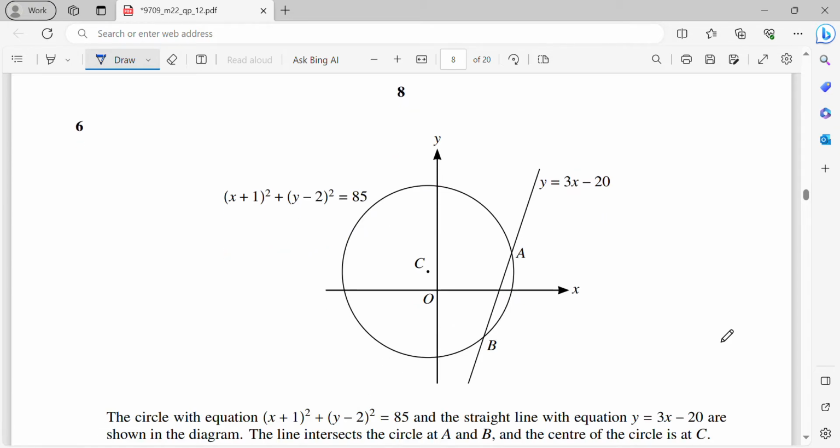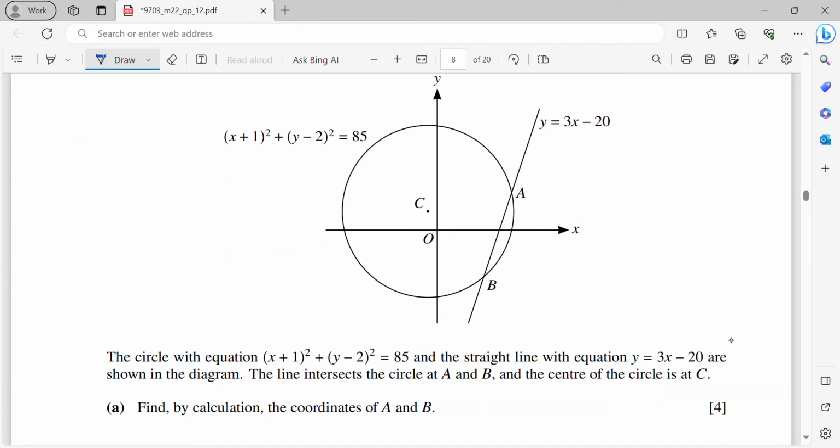Now, for question number 6, the circle with equation, okay, this is a circle equation, and the straight line with equation y equals 3x minus 20 are shown in the diagram. The line intersects the circle at 2 points, A and B. These are the 2 points. And the center of the circle is at C. This is the center. Now, find by calculation the coordinates of A and B.